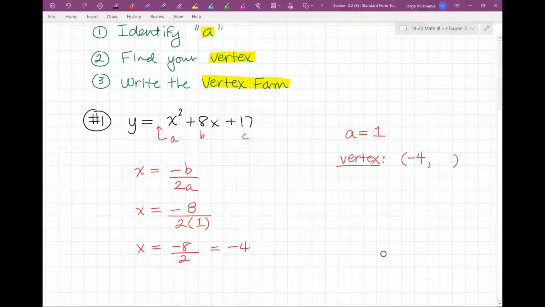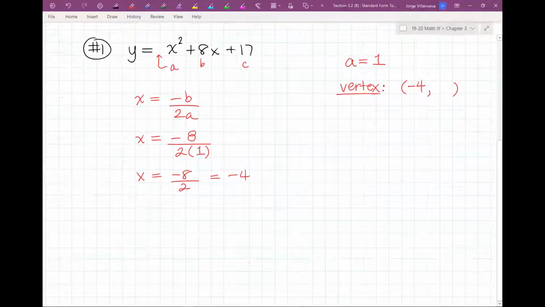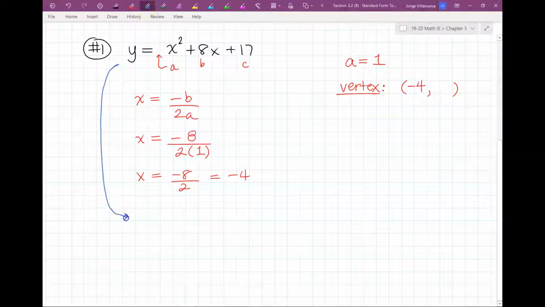Okay, are we okay with that step right there? So you get your B and your A, you plug it into that little equation, it's going to give you your X value. Put the X value where your vertex is. So notice I put the X value for the vertex of -4, but I still don't know my Y value. But yesterday we talked about the fact that if you know your X value for your vertex and you want to find the Y value, all you have to do is plug it into your equation. So this equation right here, I'm going to plug in -4 into the equation.